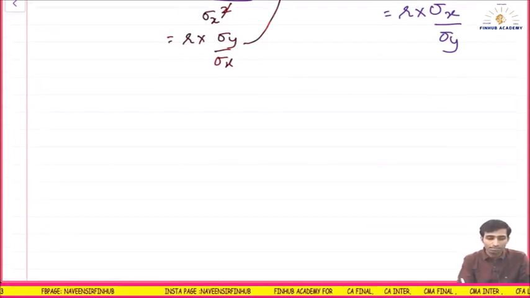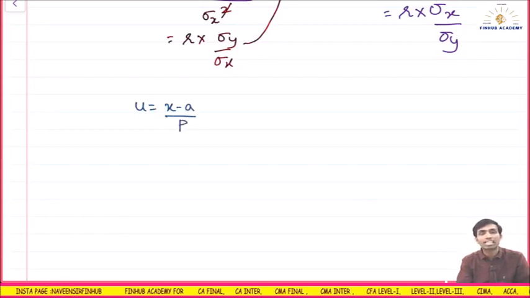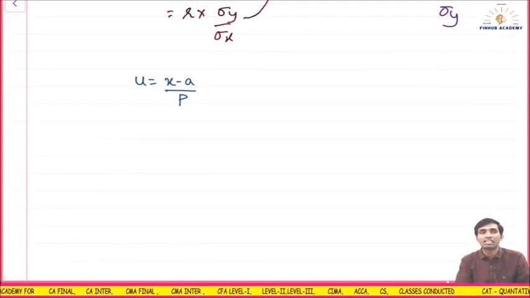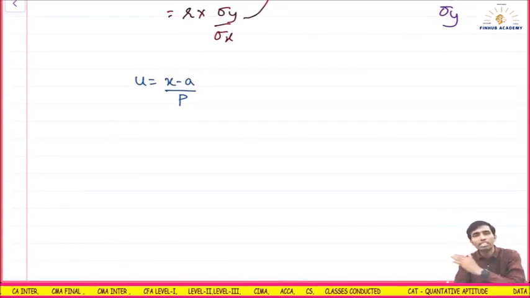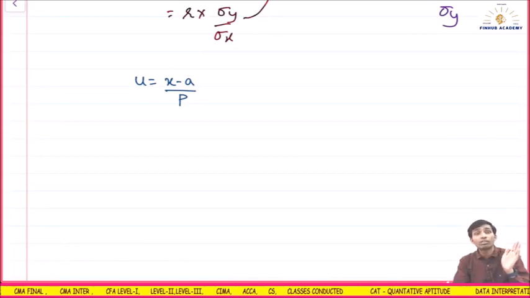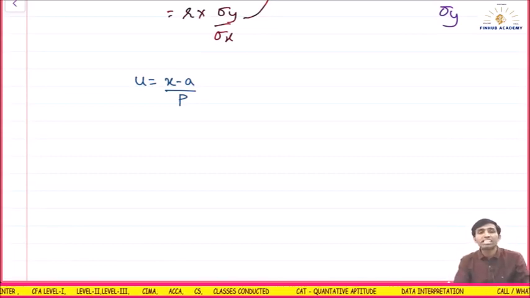Let's say I explain it this way: u is equal to x minus a upon p. That means a is the change in origin, and dividing by p is the change in scale. When you subtract the same thing from all the x, all the data points, it is called change in origin. When you divide all the x by the same p, it is known as change in scale.